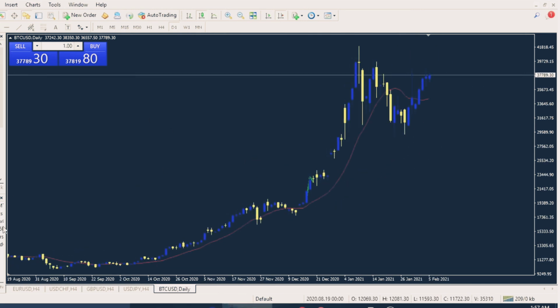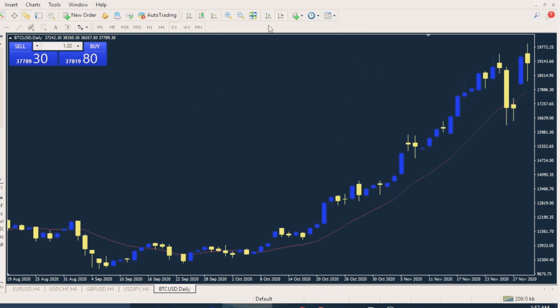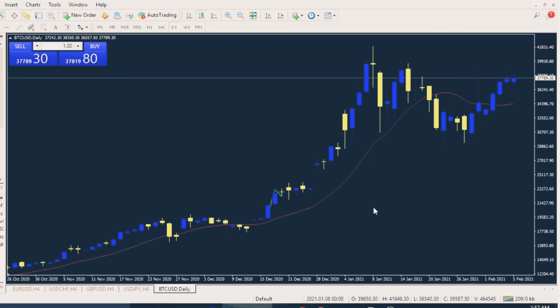And right now, we want to take a look at Bitcoin. So this is the Bitcoin chart right now. We are on the daily time frame. Actually, it's been a while. The last time I checked this chart, the price was around 33,000.